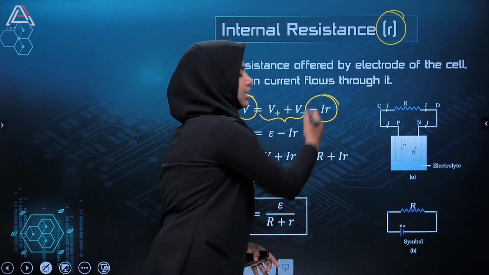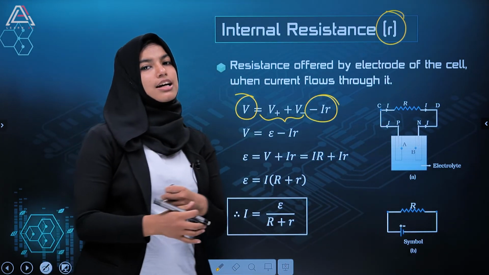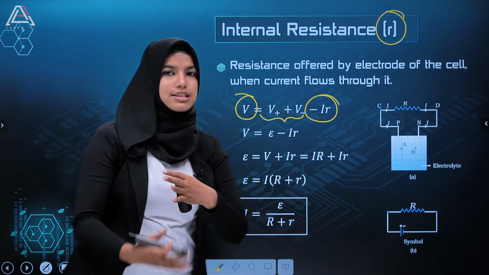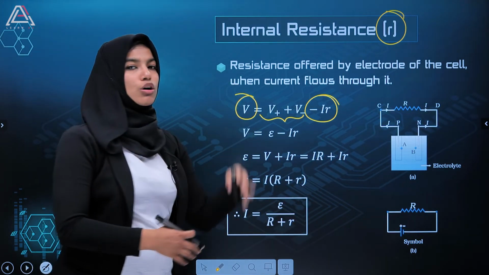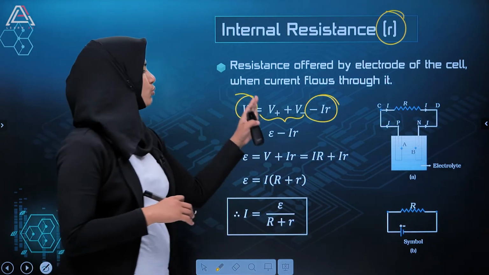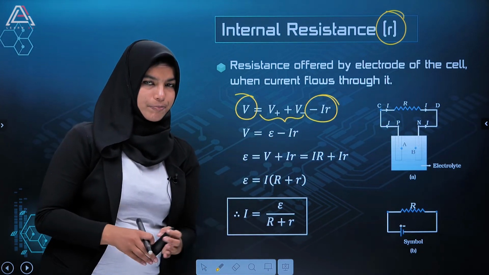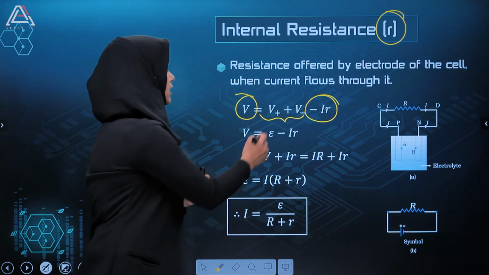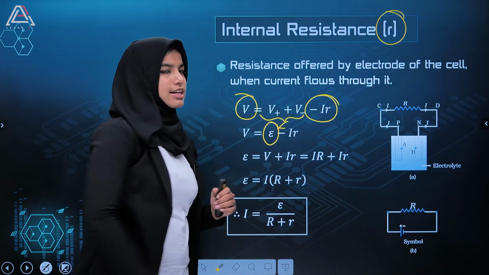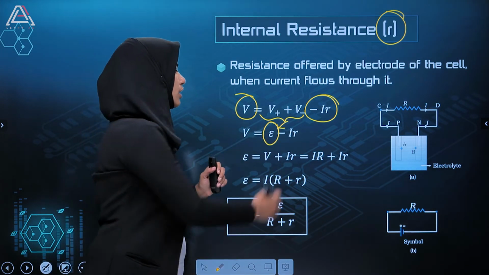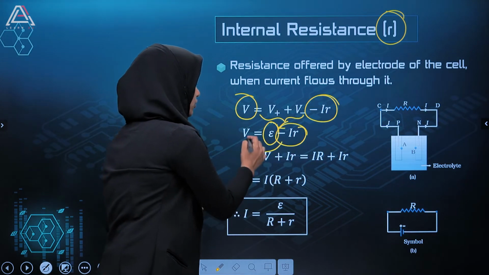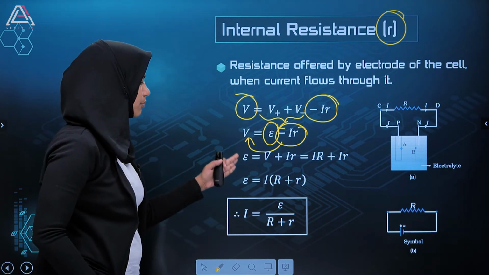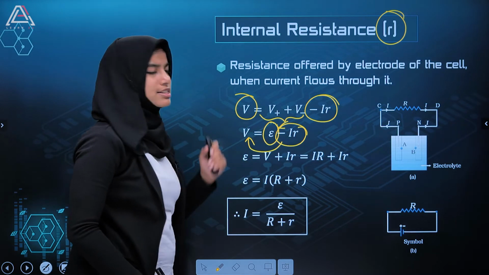So minus IR is the voltage drop across the internal resistance, because internal resistance opposes the total EMF produced. So V plus IR, that is V plus V minus, is represented as EMF E. So we get the equation of EMF to be E is equal to V plus Ir.